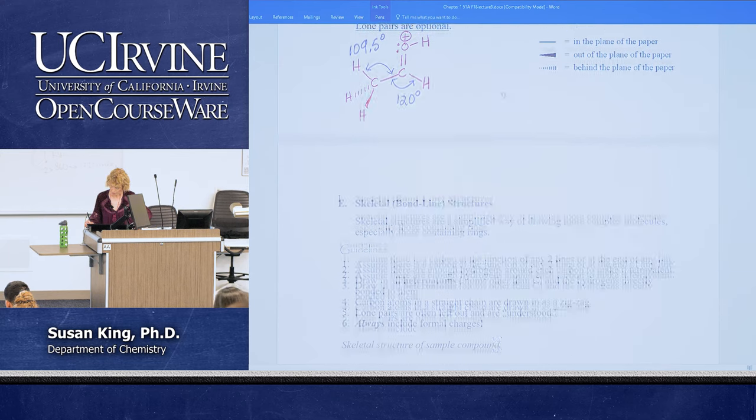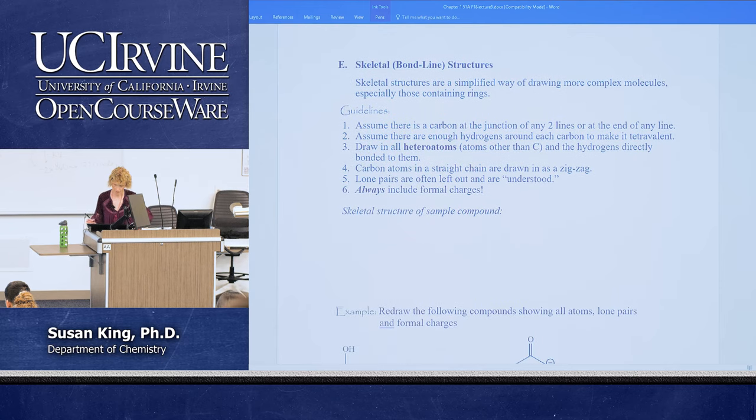And then another way to draw structures that I'm sure you haven't seen is skeletal or bond line structures. This is going to save us a lot of time when we're drawing. If you look at the structures on the very first page of the notes, there's a lot of skeletal structures in those. If you had to draw them with every single atom, it would take you a long time. So it's a simplified way of drawing, especially for structures that contain rings. It's very, very helpful when a structure contains rings.